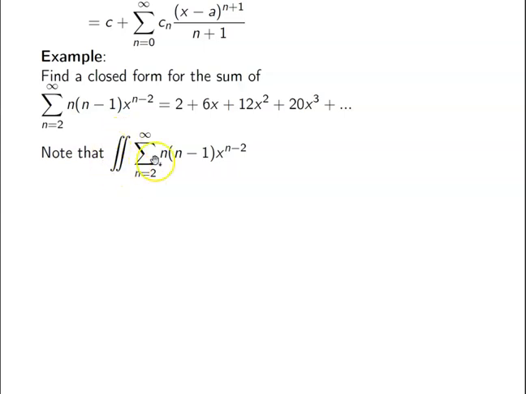Note that if I integrate this function twice, notice I didn't put the dx's. That's just because this is an informal double integration. If I integrate this twice, I am going to get back to the power function at n equals 2, because when I integrate, the starting place doesn't change. So if I integrate this twice, I'm going to get x to the n.